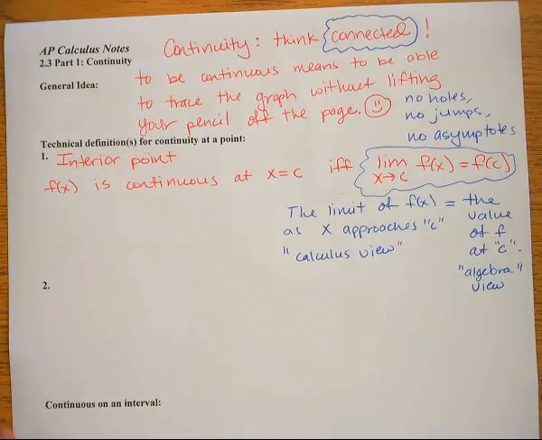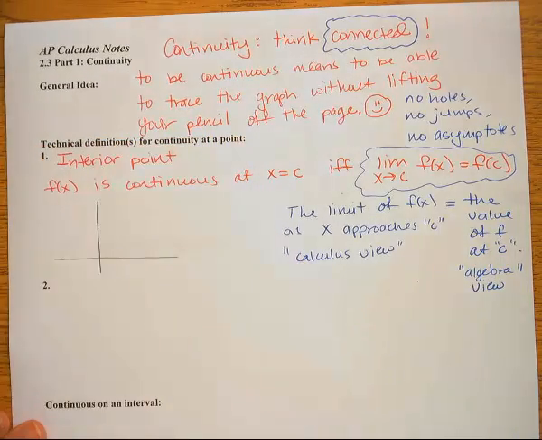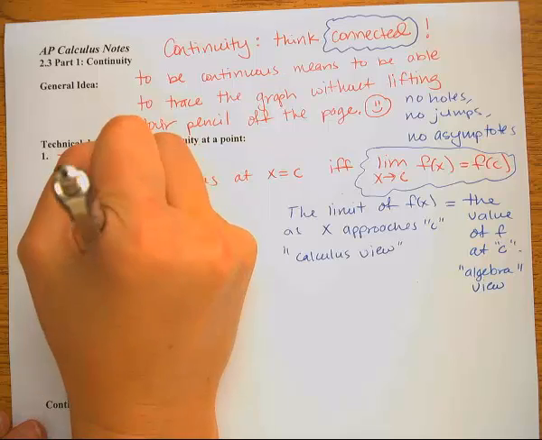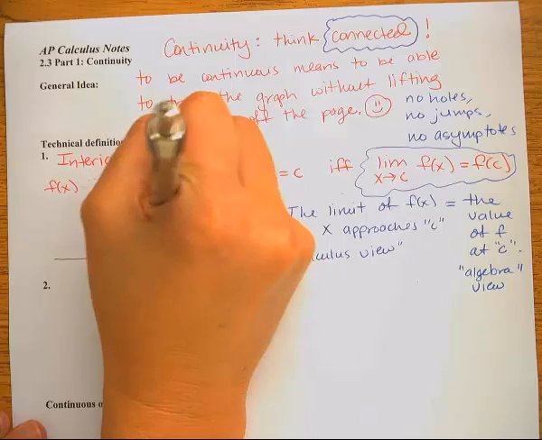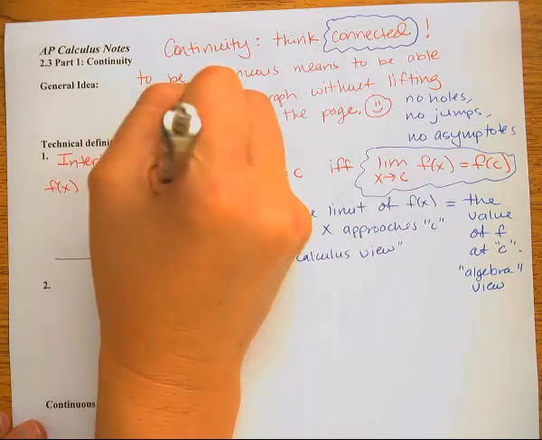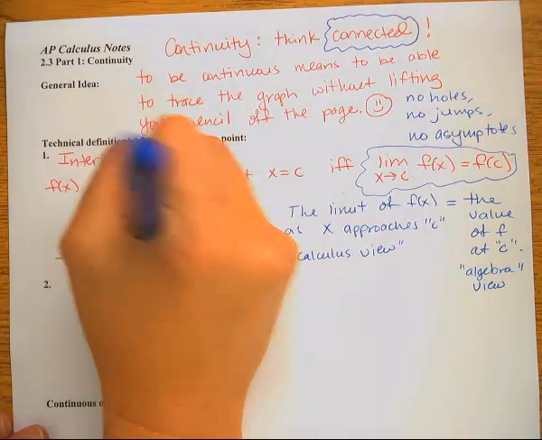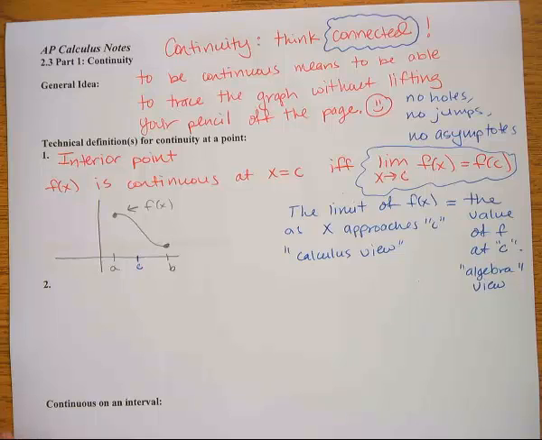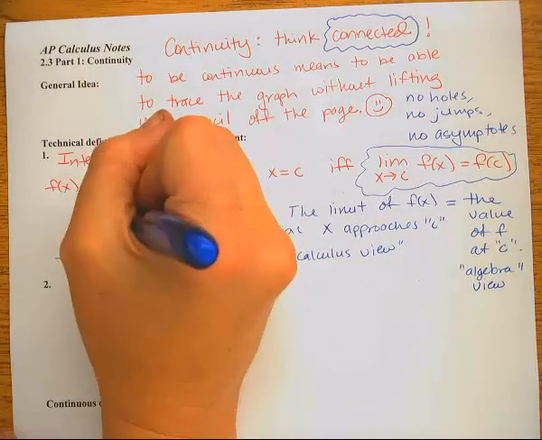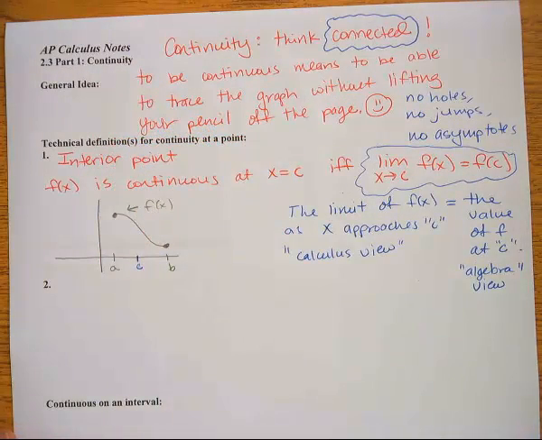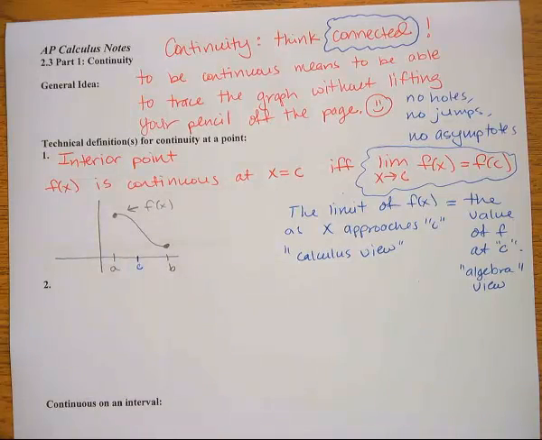So what that might look like is something like this. Let's say we have this function, and I will just take it on an interval from a to b. Let's say that's my function f of x. And then I find some interior point c. To be continuous at c, which I have made continuous, there's no holes or jumps, and I can trace this without ever lifting my pencil off the paper, the limit as x approaches c exists.